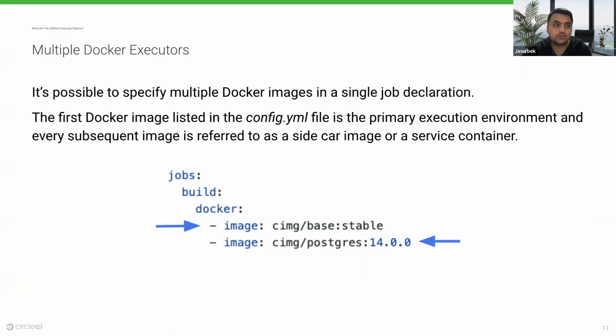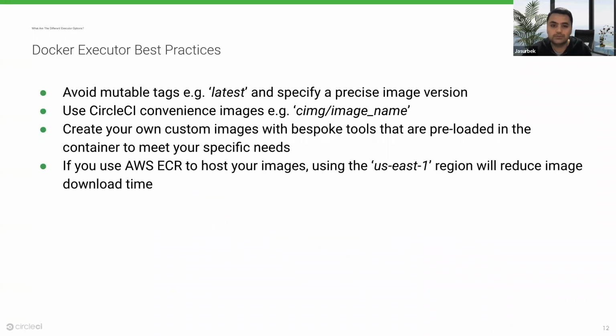And there are some best practices of how to properly implement the Docker executor. Those best practices are usually not unique to the Docker executor, and some of them you can apply to other environments as well. The most basic one is avoiding mutable tags and specifying the image version exactly.